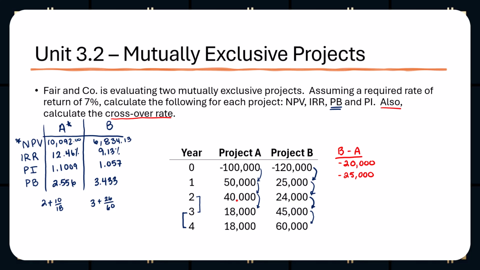If we take 24,000 minus 40,000, we get a negative $16,000. And if I take 45,000 minus 18,000, we get a positive $27,000. And last but not least, if we take the 60,000 minus the 18,000, we get $42,000. Now to find the crossover rate, all we're going to do is plug this into our cash flow worksheet, and then we will solve for the internal rate of return.